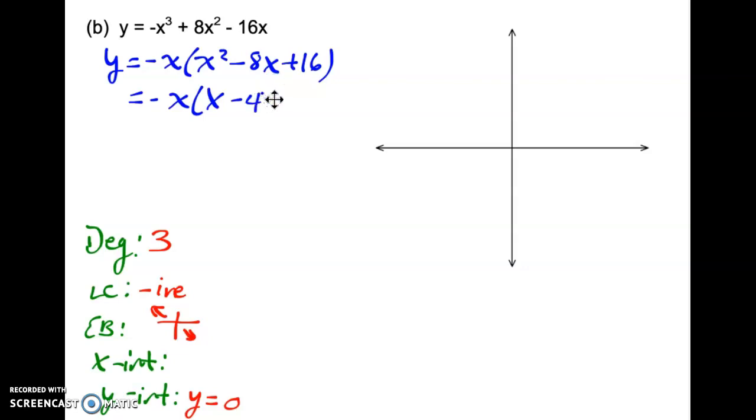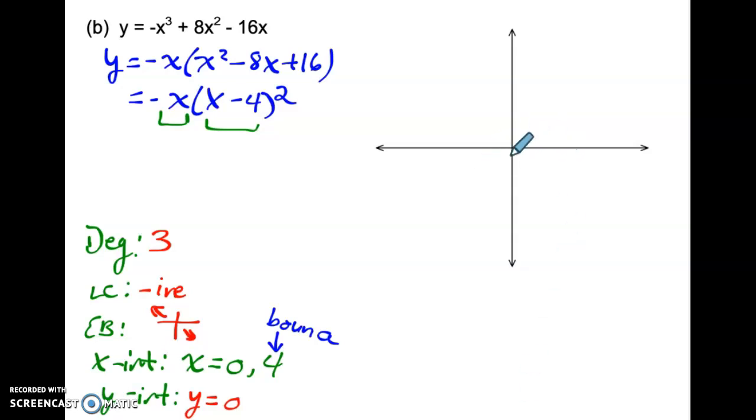So instead of writing x minus 4 times x minus 4, I'm going to write it as x minus 4 all squared. And now we can read off our x-intercepts. So from this lone x, it counts as its own bracket, and it causes an x-intercept of 0. And then from the second bracket here, it causes an x-intercept of 4. And we know that on that 4, because it's squared, we are going to have a bounce. Okay, so we need to remember to bounce off that 4.